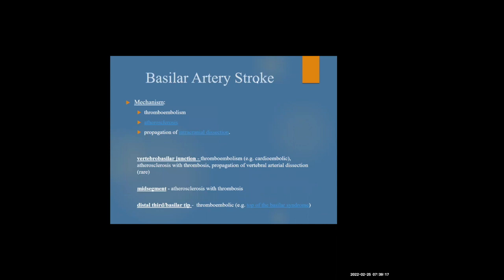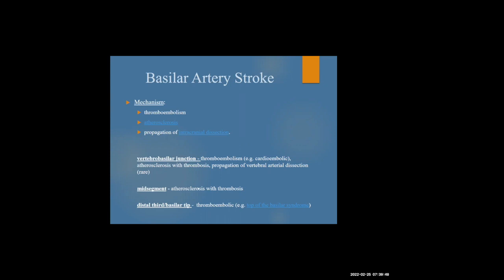Okay, so that's the medulla. Let's talk a little bit about your pons. When you're discussing strokes in the pons, you've got to discuss your basilar artery. The three primary mechanisms for basilar artery strokes are thromboembolic disease, atherosclerotic disease, and occasionally propagation of intracranial dissection. The only reason I'm harping on the mechanism is that depending on what part of the basilar artery is involved, the mechanism can typically be a little bit different.